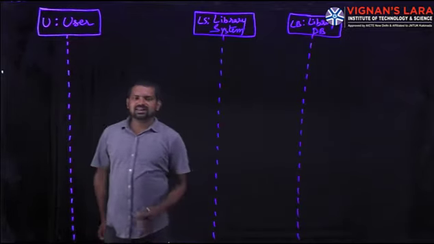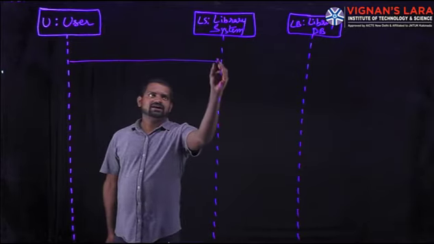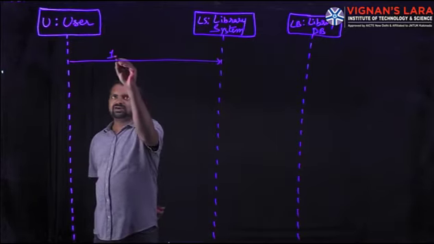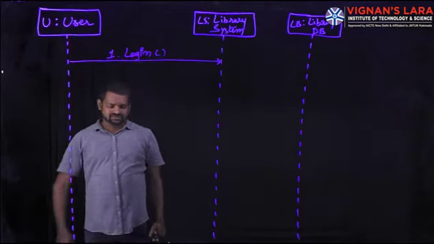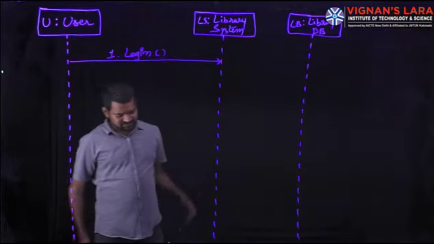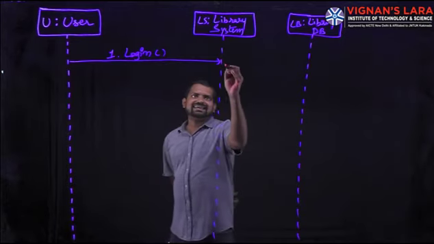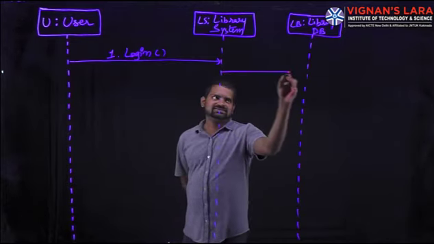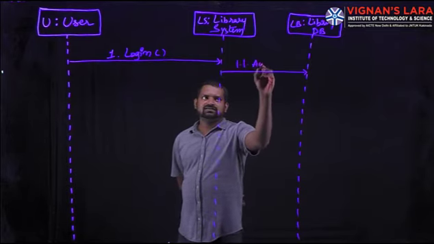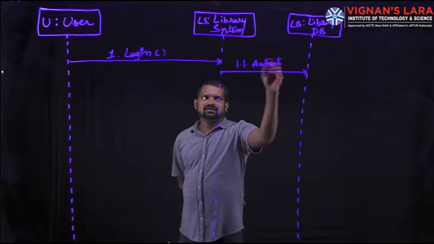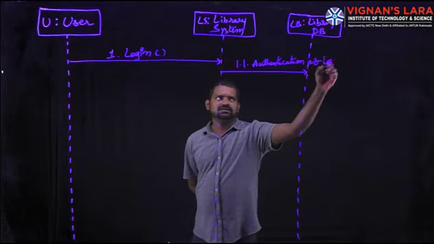Okay, first of all, user login into the system. Step 1, user login into the system. User will login into the system, and next 1.1, authenticate login. Next step 1.1, authentication of login.